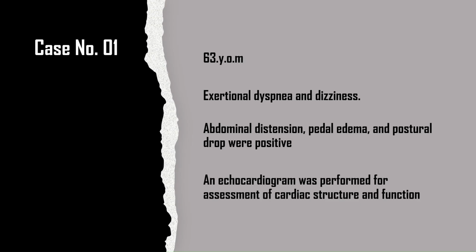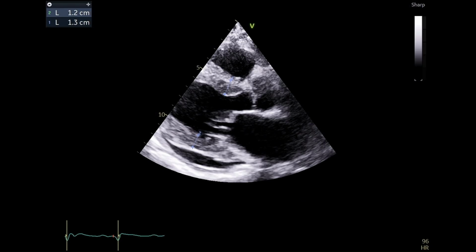Today we'll be talking about a 63-year-old gentleman who presented with exertional dyspnea and dizziness. On examination, there was abdominal distension, pedal edema, and postural drop was positive. An echocardiogram was performed for evaluation of cardiac structure and function. So perhaps we already know what we're talking about.